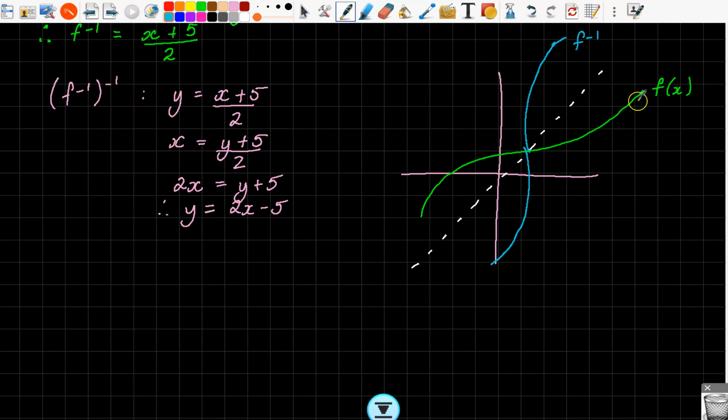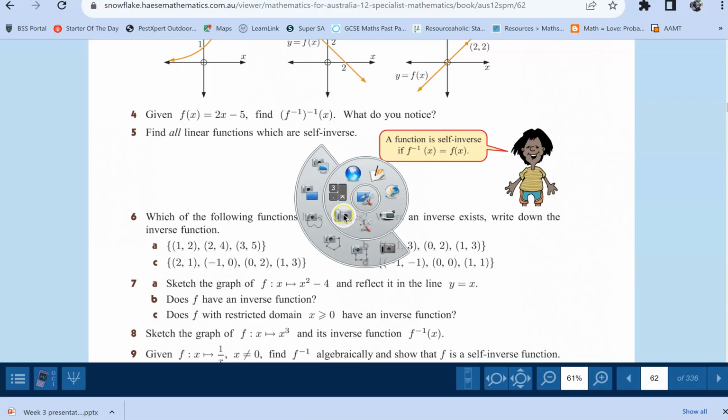But this value here, let's take this point. If this point was, I don't know, 6, 4. What would the point here be? 4, 6. Yeah. That would be 4, 6. So your x and your y's are swapped. Happy with that? Okay, so then we're having a look at question 5.